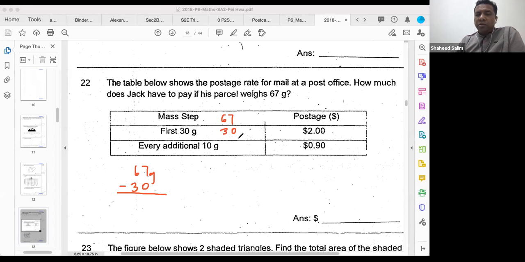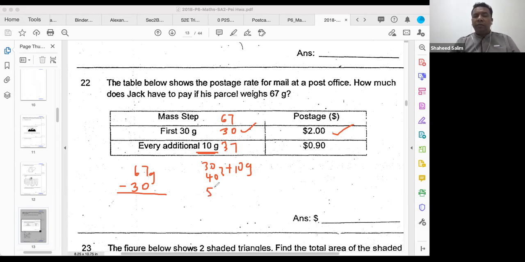You minus 30, how much do you get? You get 37 gram more. So this 37 gram, how much must you pay? You must understand this part here. This one for 30 grams is correct, you get $2. Down here now you got another 37 gram more. How many 10 gram do you need? From 30, you want to go to 40. You must add 10 gram here. But this is only 10 gram, you pay 90 cents.